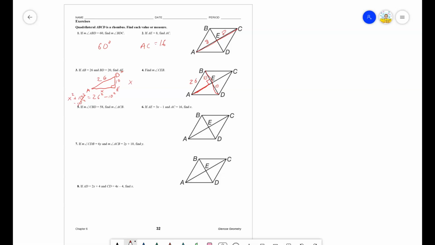So I know that x squared, which is what I'm looking for, is 26 squared minus 10 squared. So 26 squared is 676 minus 100. So we know that x squared is 576. So if we take the square root of 576, x is going to equal the square root of 576, which is 24. And that's what we were looking for here. We wanted to know what AE is, so AE in that situation would have to be 24.